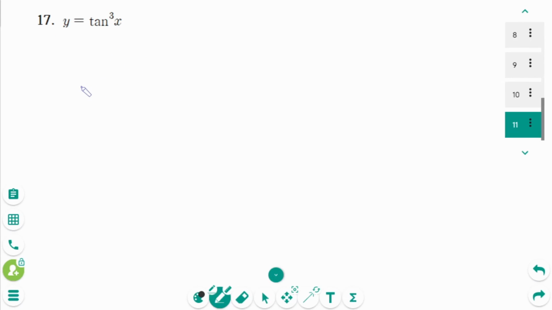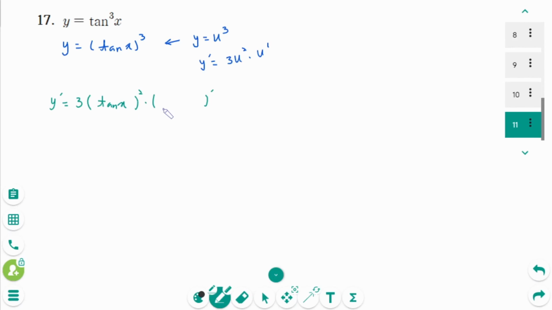Number 17, we can rewrite as y equals tangent x cubed. Then just think of it, y equals u cubed. Then y prime equals 3u squared times u prime. The inner function is tangent x. Then 3 times tangent squared x times tangent prime equals secant squared x.